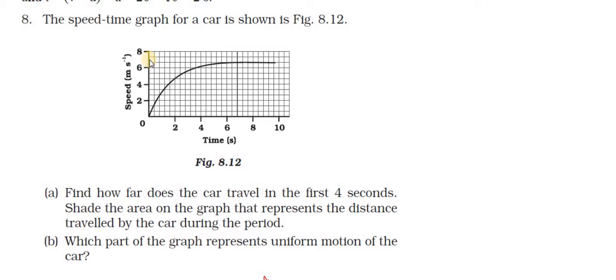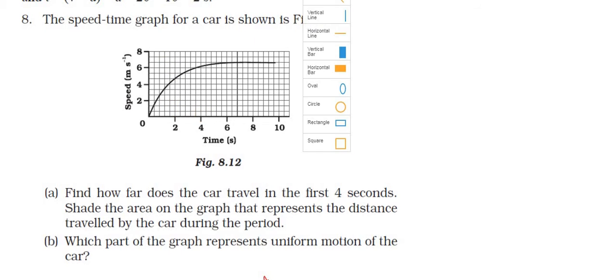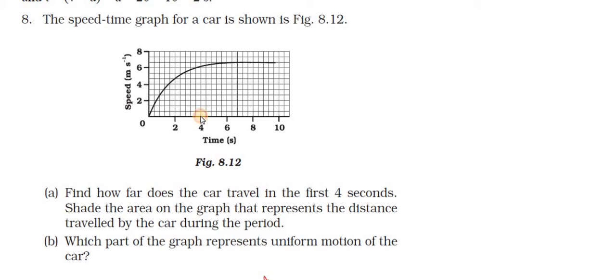The speed time graph for a car is shown in figure 8.12. So this is a speed time graph. By using this graph, we need to find how far the car travels in the first 4 seconds. In the first 4 seconds, we can draw one line like this, for the first 4 seconds.